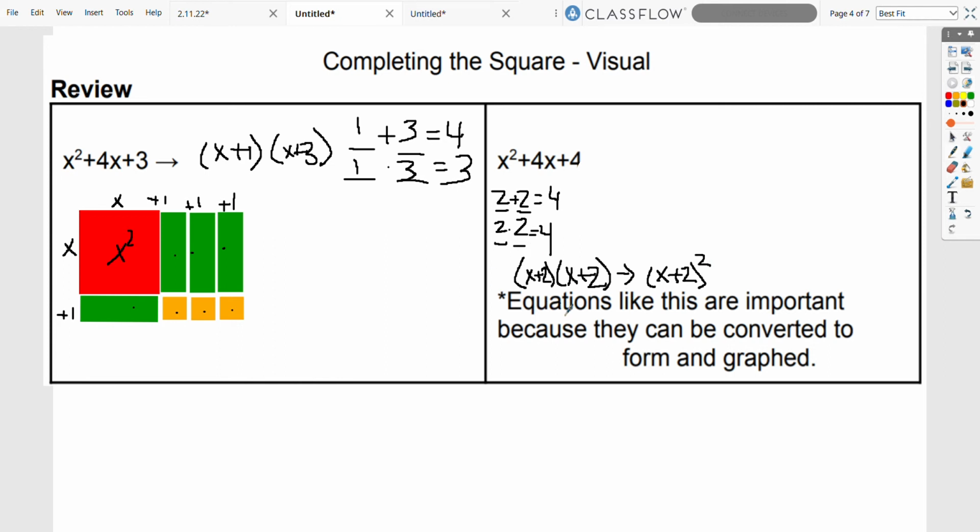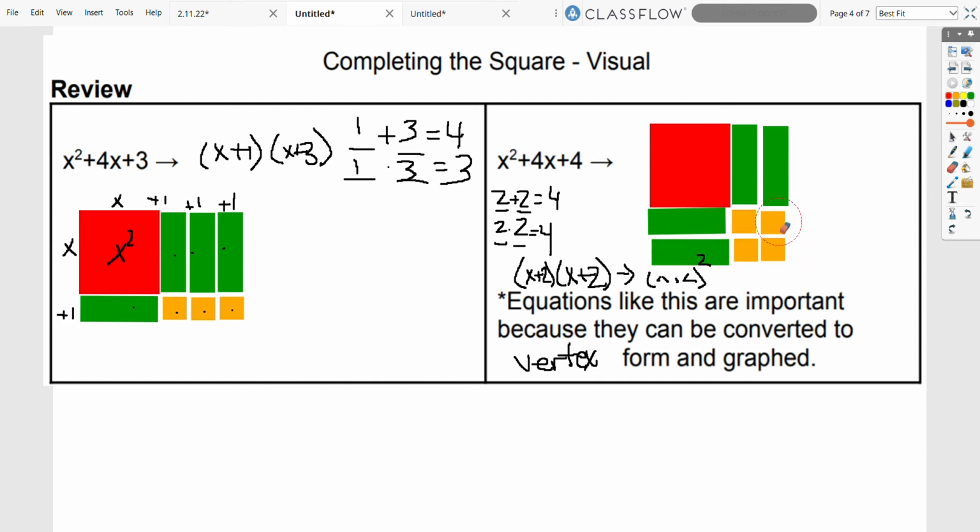Whenever we have the same number like this, it becomes important because these can be converted into vertex form. When it's not the same number, like x plus 1 and x plus 3, we can't convert that one. So these perfect squares are important, and that's where this completing the square notion comes from, because we have a perfect square: x plus 2, x plus 2. Whenever we have a square like this, that enables us to do this conversion process to get it into vertex form. That's the basis behind what completing the square means.